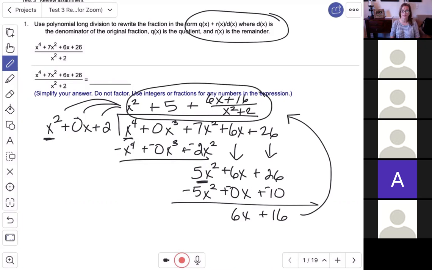That's how they want you to type in the answer. So the first one is the quotient, and then they want you to put the remainder over the divisor. So that's how they'll ask you to write it. If any of these long division ones, they're going to ask you to write it this way.